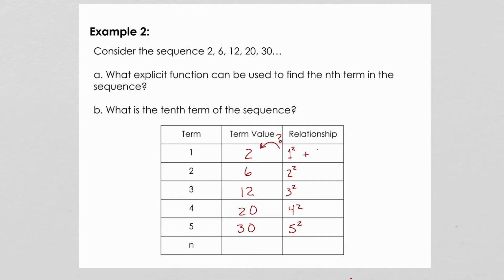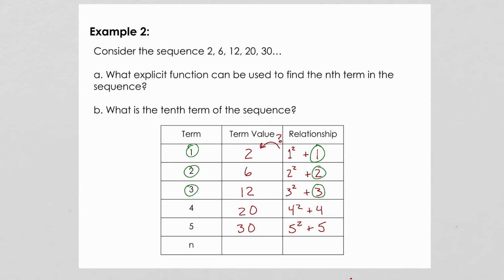Right? But here I have 2 squared is 4. How do I get from 4 to 6? Here I would have to add 2. Then I have 3 squared, which is 9. I would have to add 3. 4 squared, I have to add 4. I'd have to add 5. Do you see a pattern forming here? Each time I'm adding the term number. You see that?